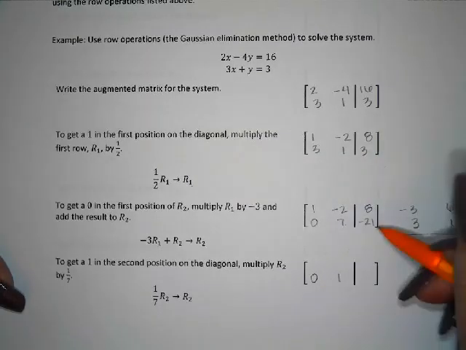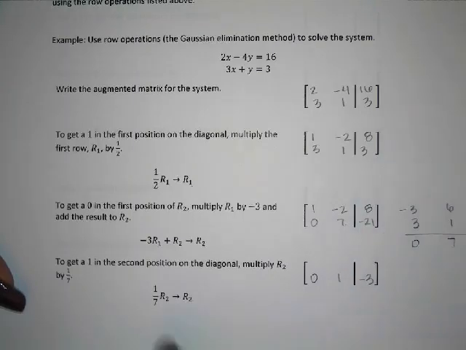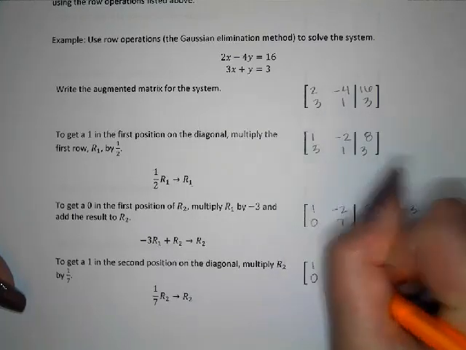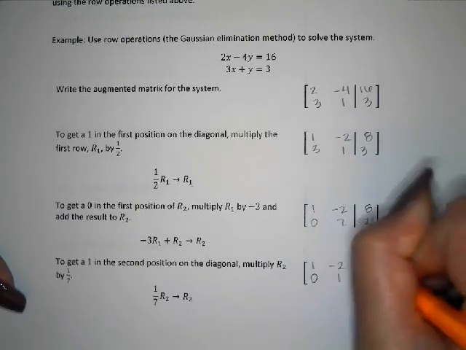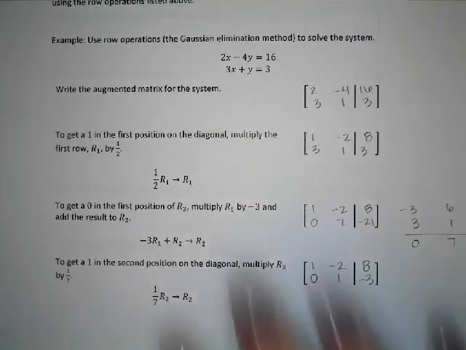-21 times 1/7 is -3. So I took row 2, I multiplied it by 1/7, and I replaced row 2 with all of those numbers. Row 1 doesn't need to change, so I'm going to write row 1 exactly the same way. All right, on the next page.